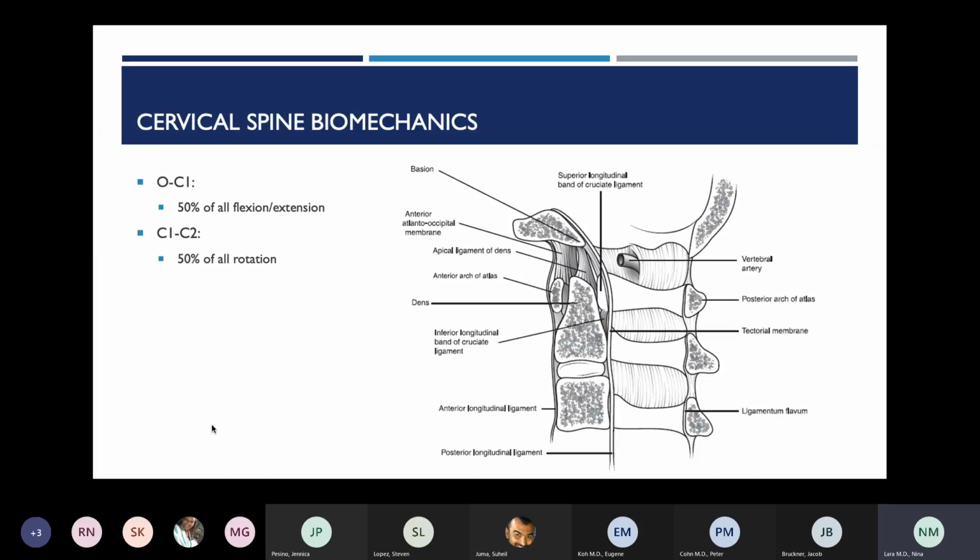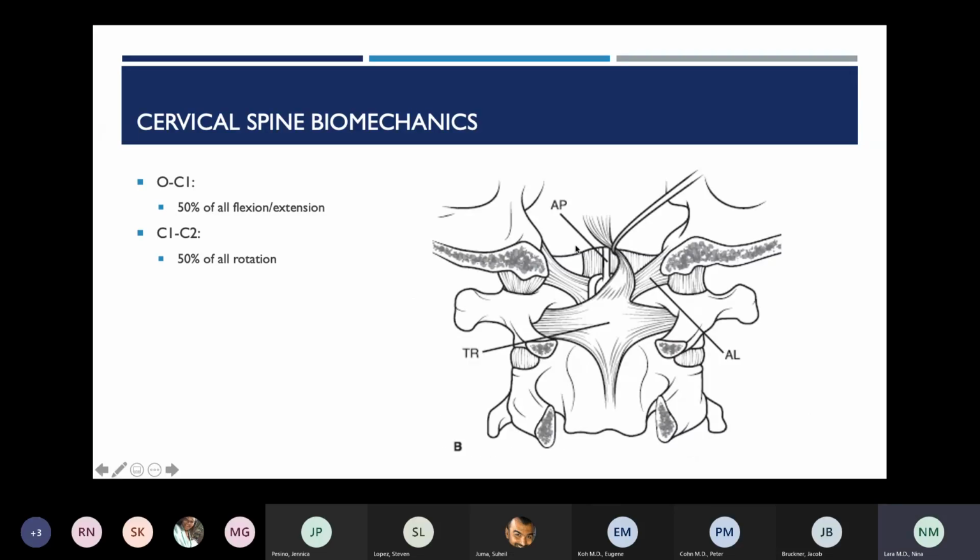It's important to understand the intrinsic ligaments, as these provide the majority of the stability in the upper cervical spine. From anterior to posterior, we have the anterior occipital cervical membrane, a continuation of the ALL. We've got the apical ligaments that we'll show on the next slide. Of the cruciate ligaments, the most important is the TAL, the transverse atlantal ligament, which you can see here. And then you've got the alar ligaments, which connect the dens to the occipital condyles.